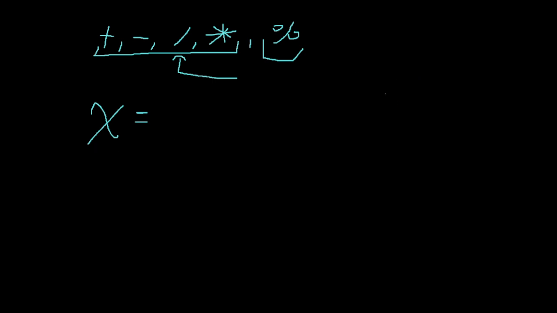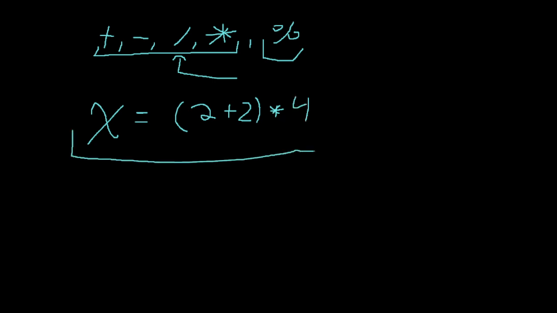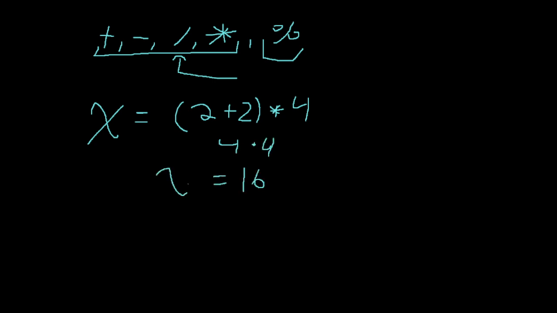But now, where does that take us? Well, we can start defining our body or our expression. So we can say 2 plus 2 times, this is an asterisk, 4. And this is a valid variable assignment because if we look at our expression, we have 4 times 4, that's 16, and our x is equal to 16.